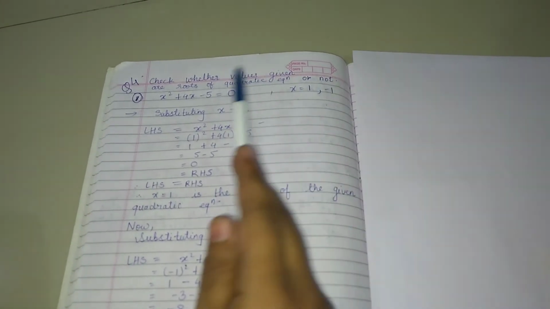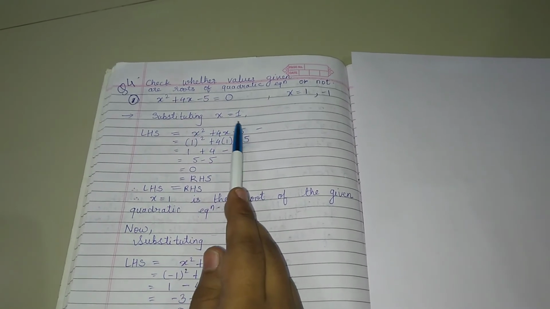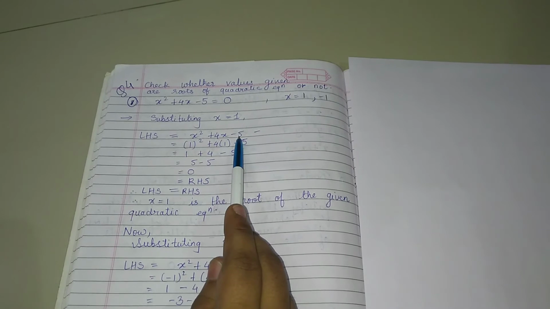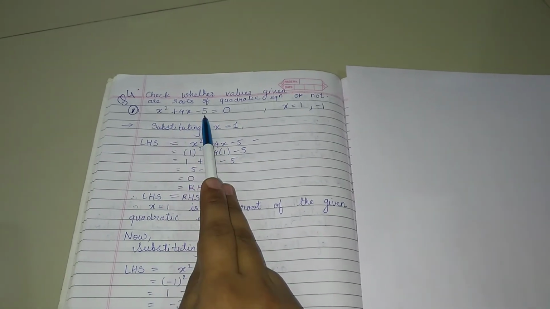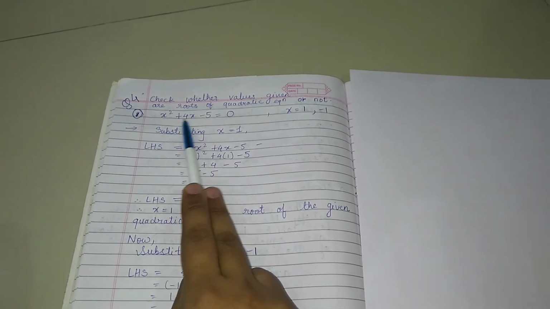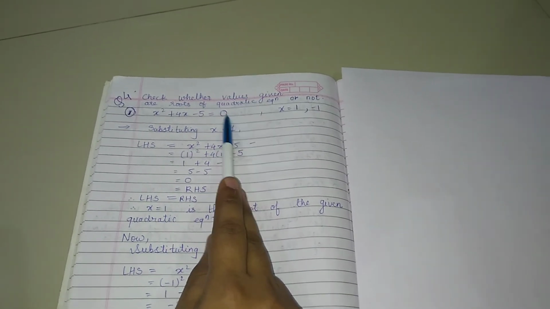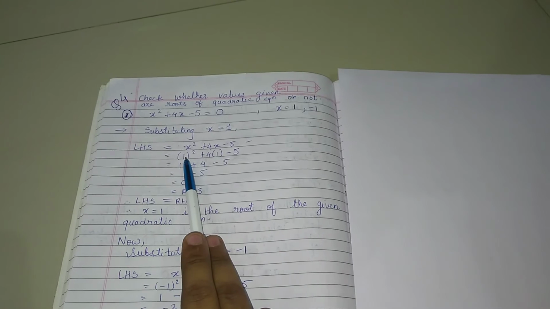Okay, so first we'll substitute x equals 1 in the equation. x square plus 4x minus 5 is the equation, and this part is the LHS. What comes after the equal sign, that is 0, is the RHS. So we will take the LHS and substitute the values of x.